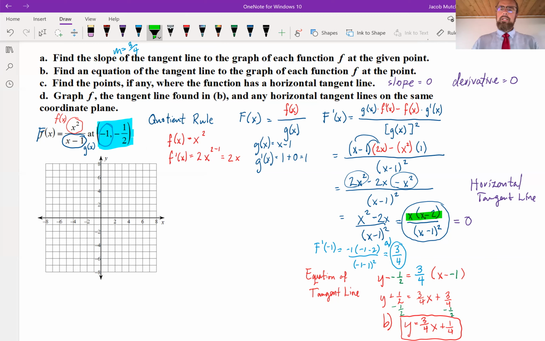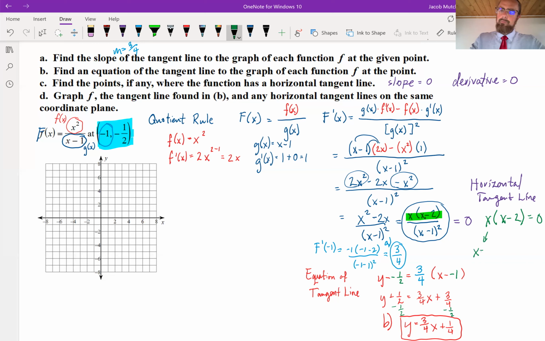So as long as I can find those x values where the numerator would be 0, all I have to check is that they do not make the denominator 0 as well. So I want to see x values that are not equal to 1, because a 1 would make my denominator 0, and then the slope would be undefined. I want 0 slope, not undefined slope. So I'm going to set that highlighted numerator equal to 0. So x times x minus 2 equals 0. That's pretty much in solution form already.